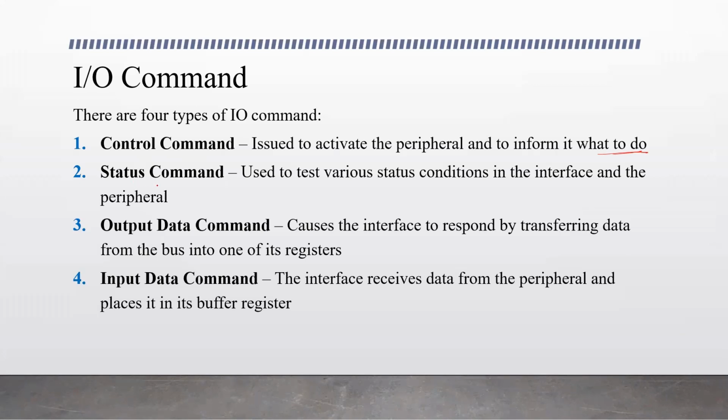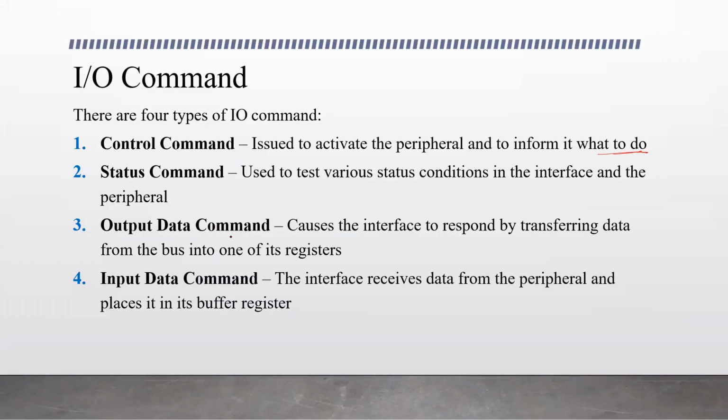And the second IO command is status command. It is used to test various status conditions in the interface and the peripherals. So before the CPU wants to read some data from some IO device, it has to check if the data is available, if the device is ready to transmit data. And before sending data, if the processor wants to give a command to send output, in that case it has to check the status of the peripheral.